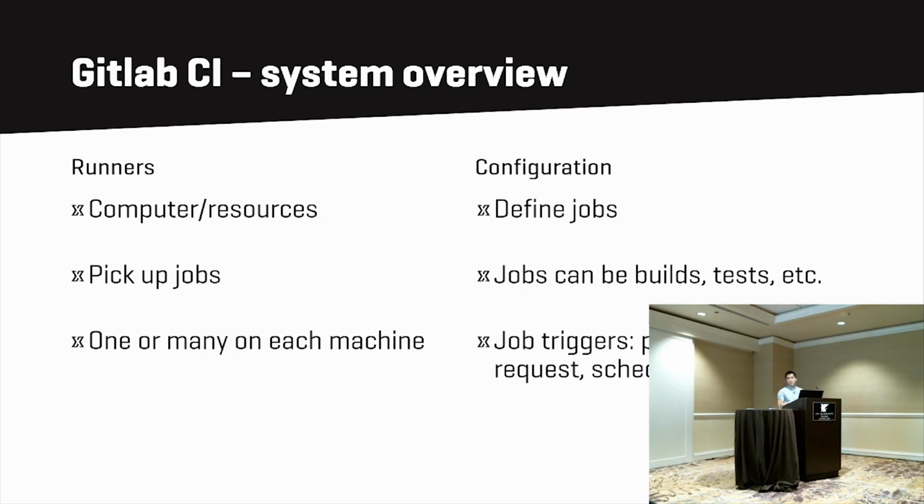And then we have different types of triggers whenever we want to start a job. It could be a push, it could be a merge request, or we can even schedule it to run once every 24 hours, once every week, or so on. And then there are some other triggers, but I want to keep this as simple as possible for today.